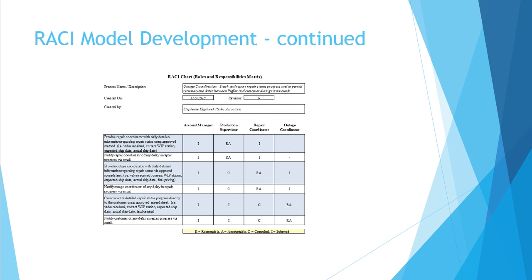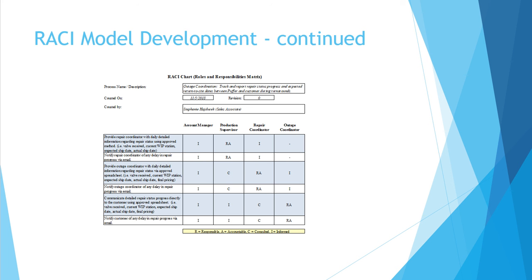Here I have applied the RACI method to each task. You'll notice that the account manager only stays informed throughout execution. Although they are ultimately responsible for the account, this is where we still want to keep a single point of contact for the customer. So if at all possible, any and all communication should go through the outage coordinator. There are also a few tasks where one person is responsible and accountable. This ensures that not only are they taking ownership of getting the data, but they are ultimately responsible for passing the correct information on to the next person.